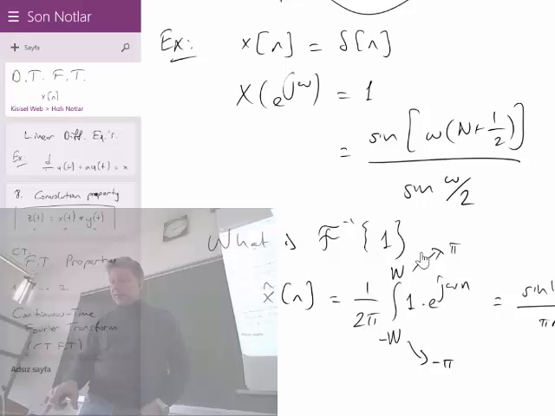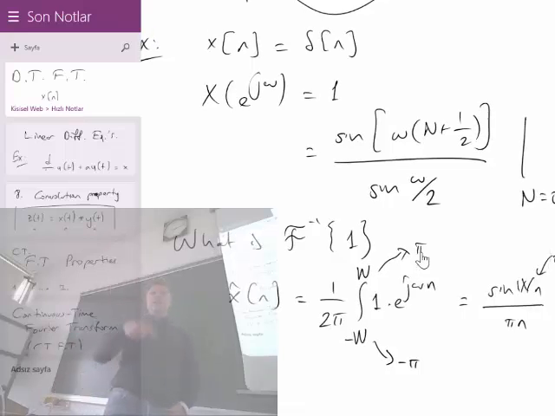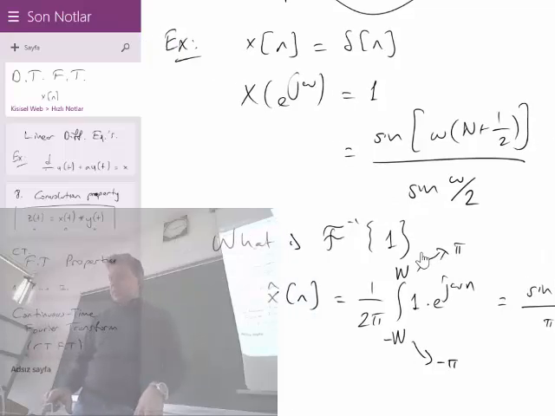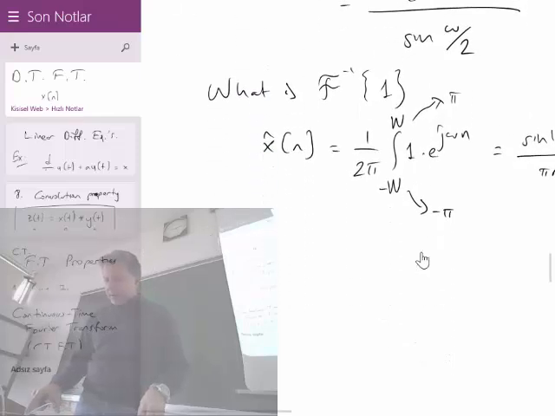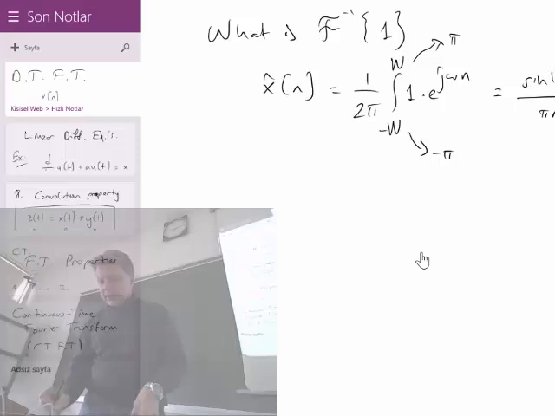And that's in accordance with our previous observation saying that x of n equal to delta n will produce a Fourier transform capital X of e to the j omega equal to 1. So everything is now compatible with each other. They are in accordance. And that's an important example.